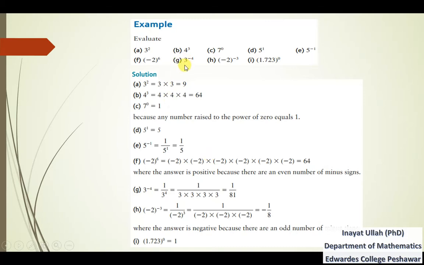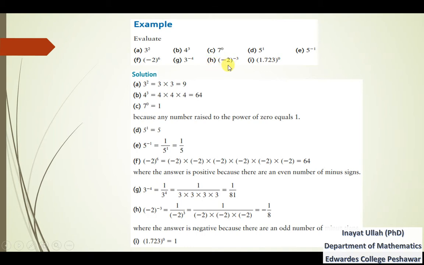Similarly, 3 power minus 4, the power is negative, so shift it to the denominator, so that will become 1 by 3 power 4. 3 power 4 means 3 is multiplied 4 times. So 3 3's are 9, 9 3's are 27, 27 3's are 81. So that will become 1 by 81.